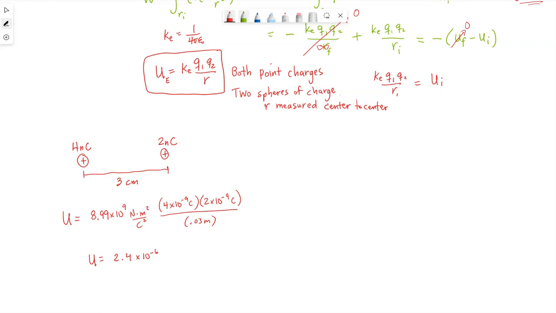Now the units, I have coulombs squared here, which are going to cancel with both of my coulombs. The meter in the denominator is canceling with 1 of the meters. So we have Newton times meter, which if you recall, that is a joule. So the electric potential energy of these 2 charges would be 2.4 times 10 to the negative 6 joules.